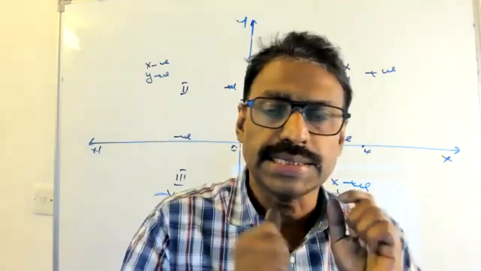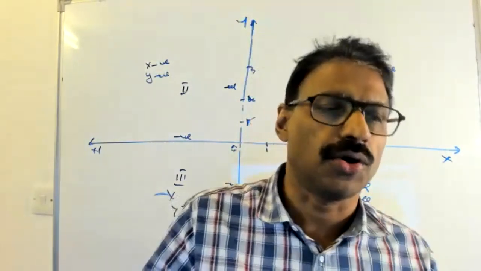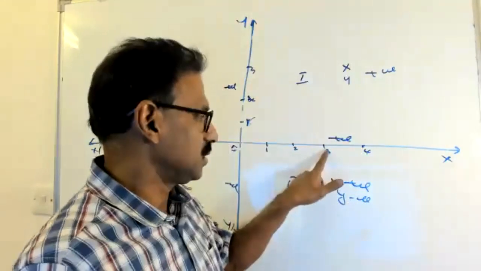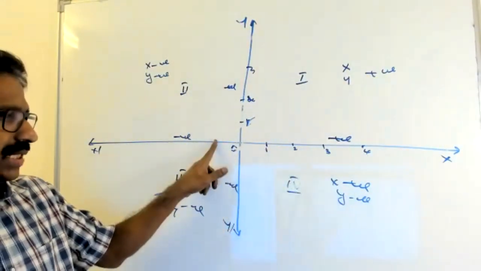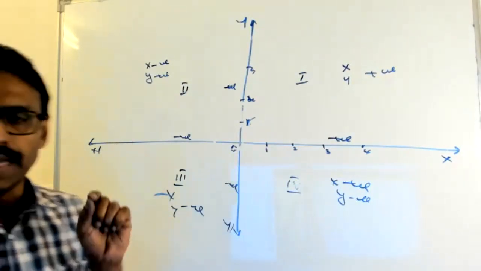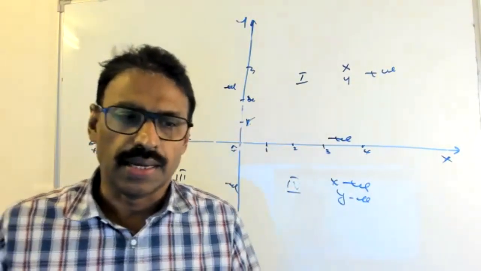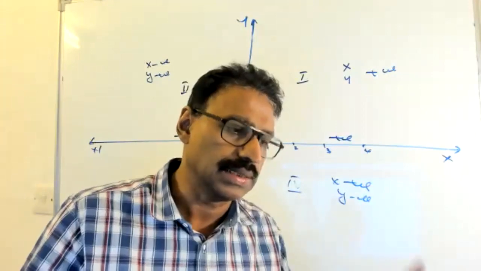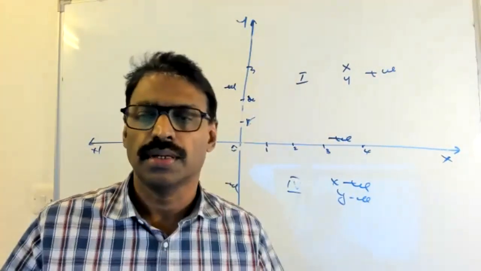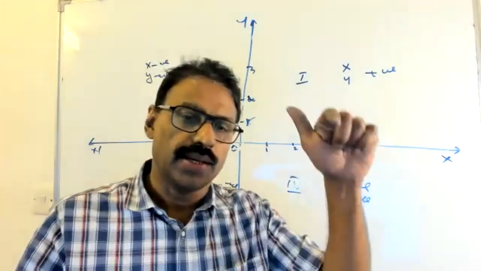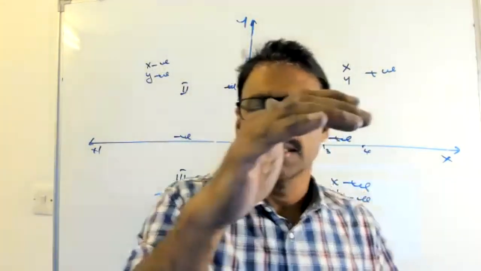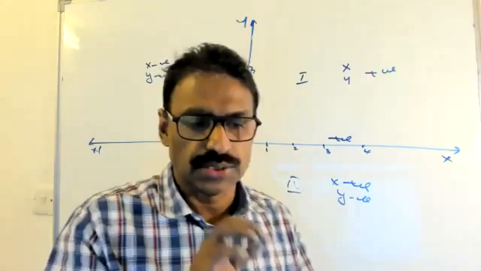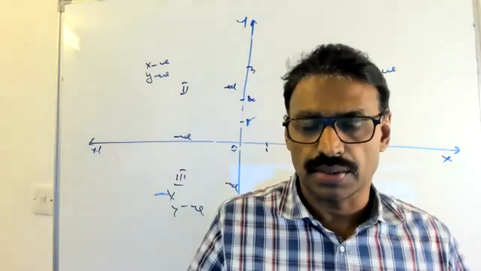And another thing: for any point on the x-axis, the y-coordinate is zero, like 3, 0; 2, 0; 1, 0; 0, 0; minus 1, 0; minus 2, 0, like that. That means on the x-axis, the y-coordinate is zero, like 10, 0; 100, 0; 3, 0. Similarly, on the y-axis, the x-coordinate is 0: 0, 3; 0, 1; 0, 2; 0, minus 1; 0, minus 6, like that. Clear or not? Understood or not?